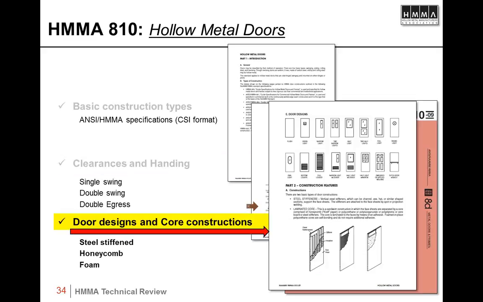Also covered in this standard is the door constructions. When we're talking door design, manufacturers, whether it's HMMA or SDI, talk about door designs. The door design is basically the configuration of the product as far as glass lights and louvers go, the design of the product as you're walking up to it. Also covered are the different core constructions, which would be either steel stiffened, honeycomb, or the various foam constructions.